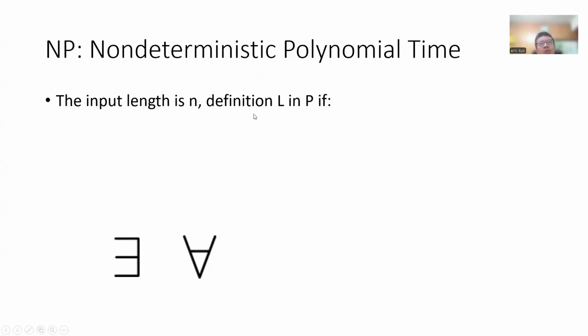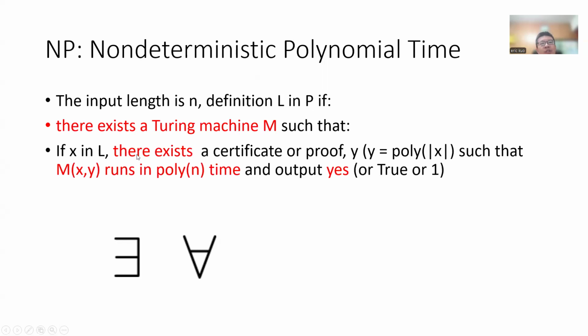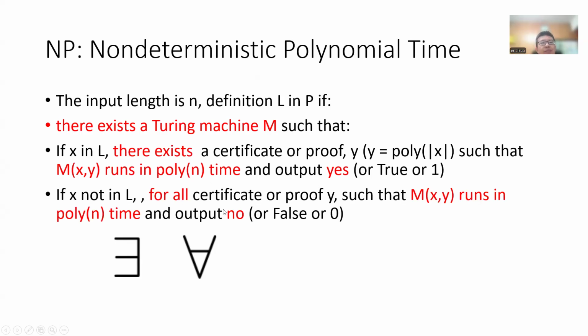So the input length is n. Okay, so this is L in NP if there exists a Turing machine M such that if x is in L, there exists a certificate, or people call proof or witness, whose length is polynomial in the length of x, so the length is reasonable. Such that this Turing machine will take two inputs x and y, run in polynomial time and output yes. If x is not in L, then for all certificates or proofs, M of x, y will run in polynomial time and output no.